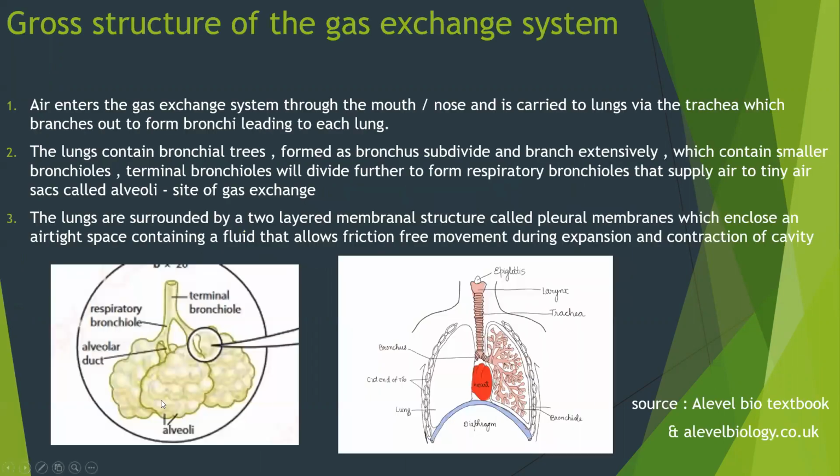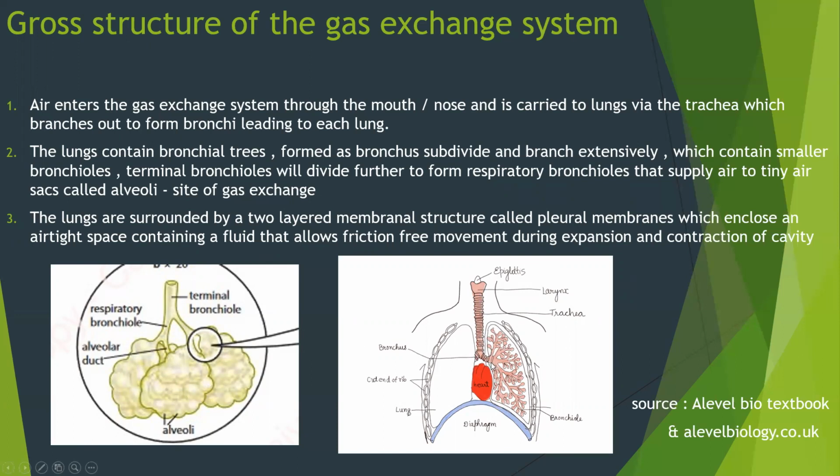So we know that for air to enter our gas exchange system, it must enter through the mouth or the nose, and it will be carried to the lungs via the trachea. The trachea is this long structure over here. So air will enter through the mouth and nose, and then it will enter the trachea. The trachea will divide into two, so it can supply air to two lungs. So we have two lungs, so it must divide into two.